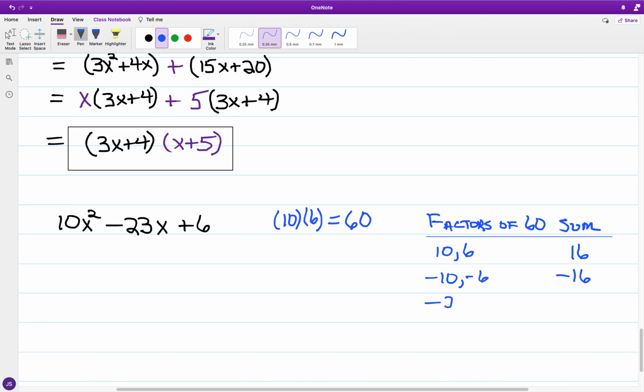So I need another combination. Say I go with negative 20 and negative 3. Negative 20 times negative 3 is positive 60, and adding together negative 20 and negative 3, we have negative 23. And that's the combination we're looking for.